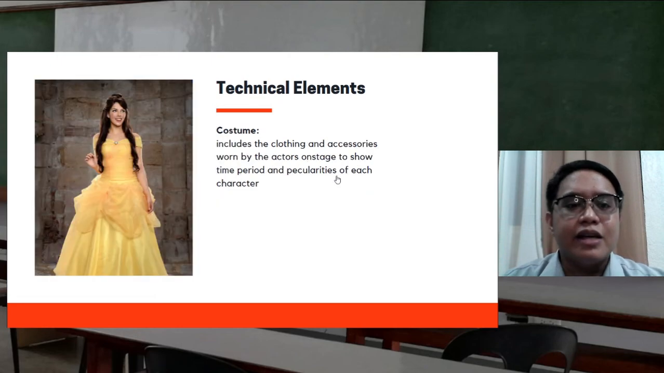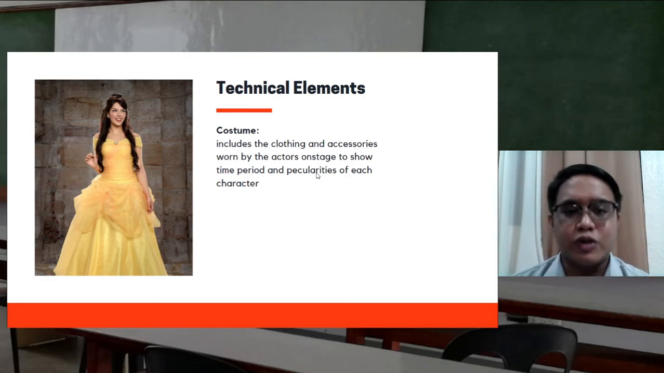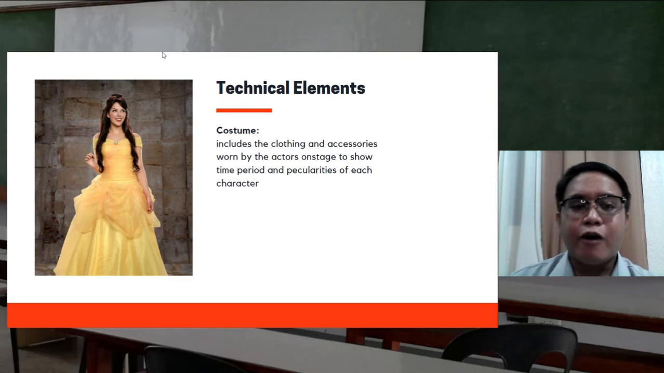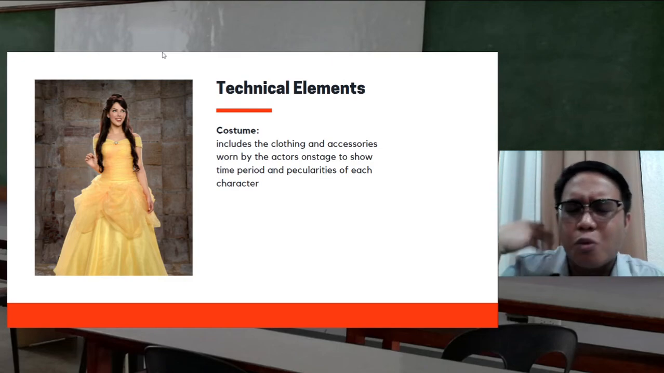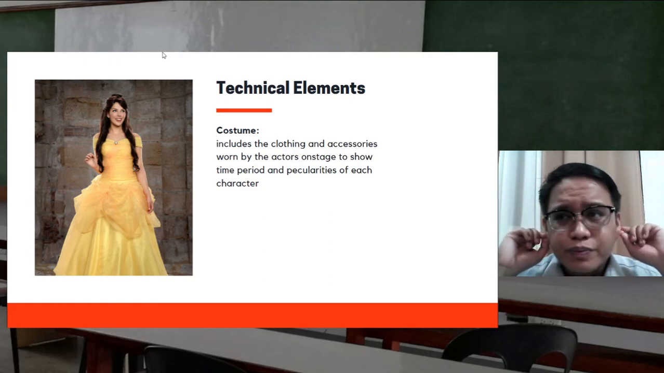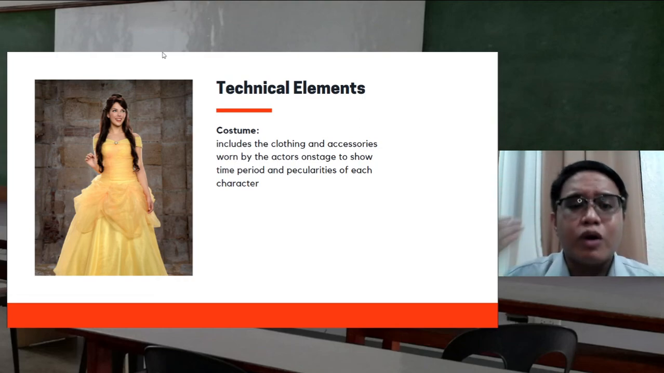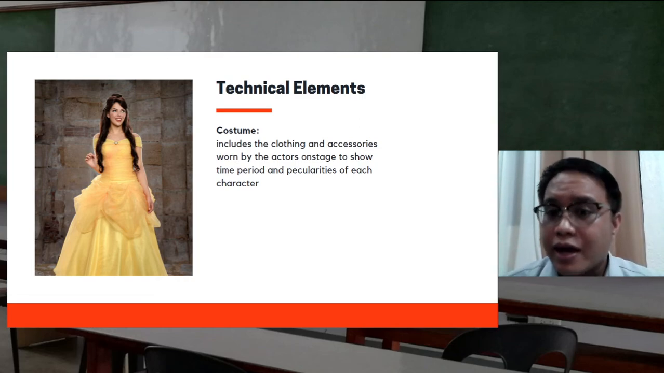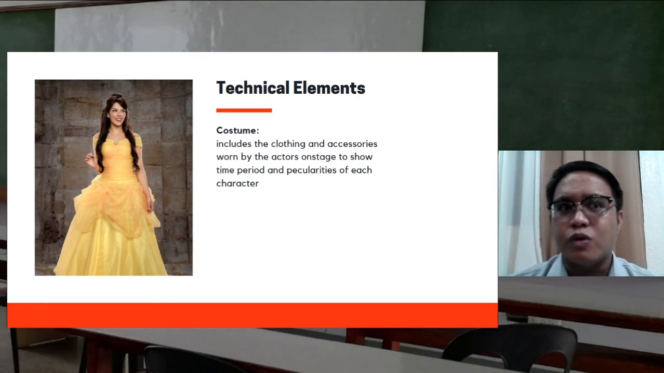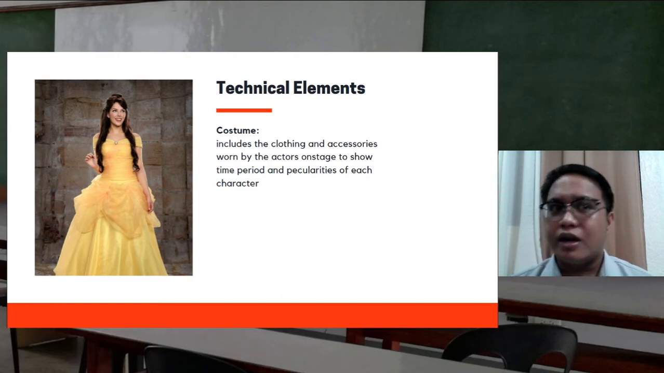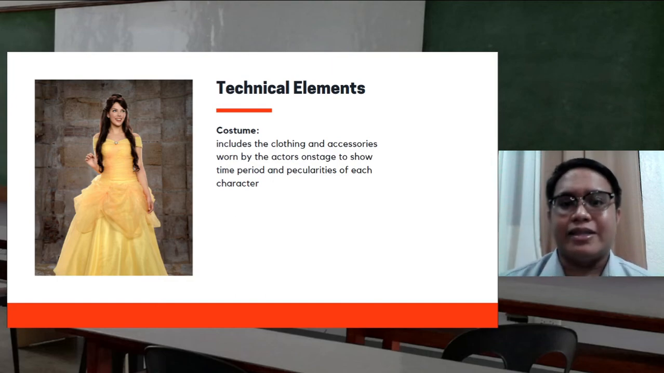Next is the costume. A costume includes the clothing and accessories worn by actors on stage to show time period and peculiarities of each character. It's not just what they wear or their accessories, but the costume will also tell when the play happens. Let's say, for example, if it is the 1950s, then the look should be 1950s too. If the play is about royalty, like Romeo and Juliet, the costume should be classic because it will tell you the time period and the details for each character.